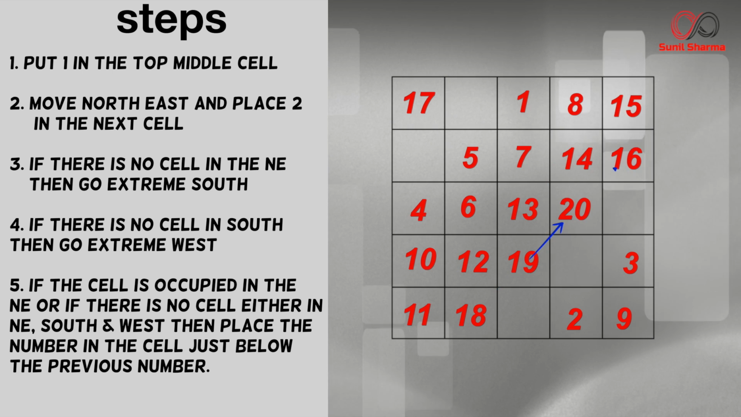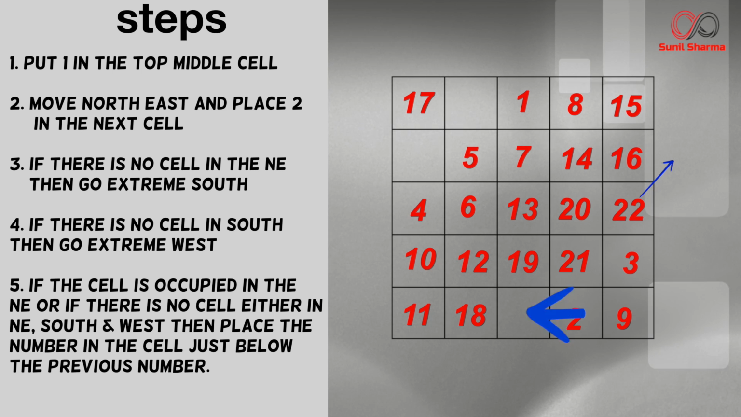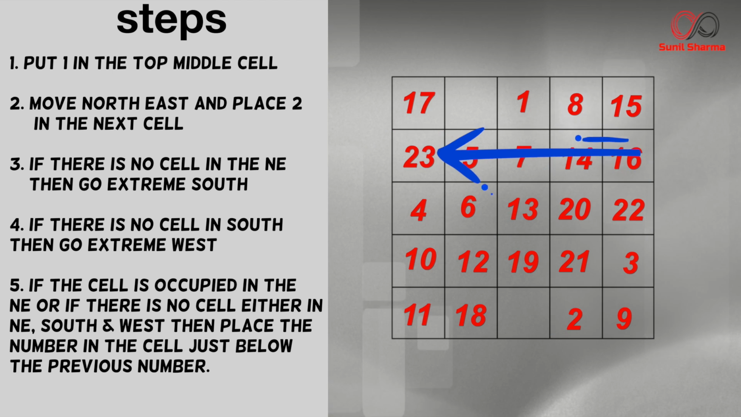Northeast, place 20. Northeast occupied, so we'll place 21 just below 20. And then again move northeast and place 22. Move northeast, there is no cell. Extreme south, no cell, so we'll place 23 extreme west. Again move northeast and place 24, and in the last cell we'll put 25.